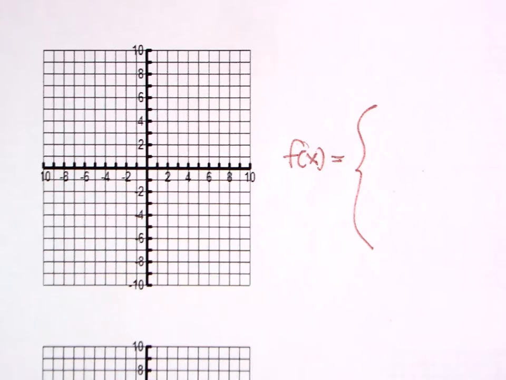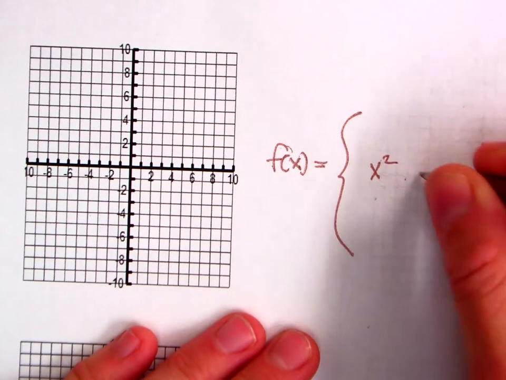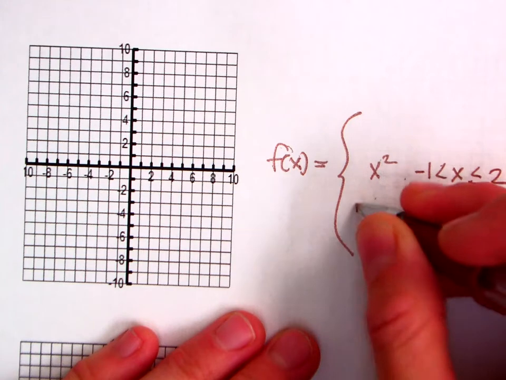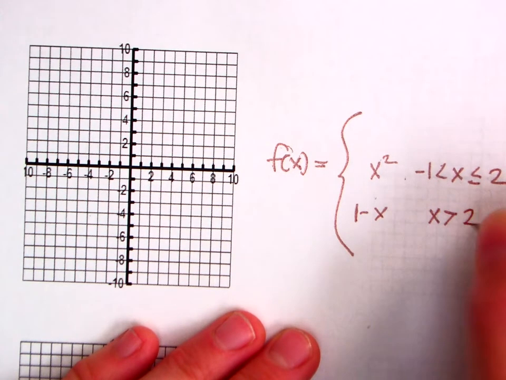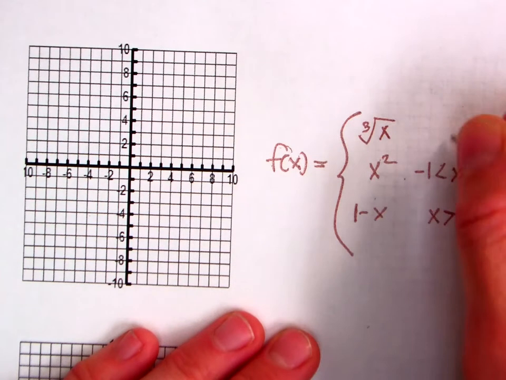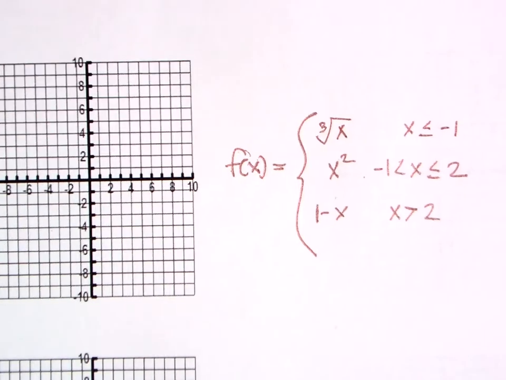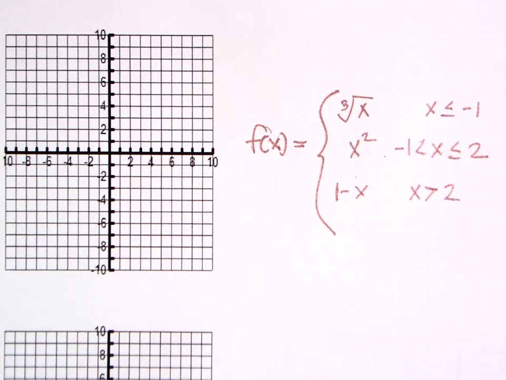For example, we could have x squared for x between negative 1 and 2, 1 minus x for x is greater than 2, and cube root of x for x is less than or equal to negative 1. So we have 3 pieces here, and I'll attempt to do 3 colors if I can find 3 that'll show up. First of all, let's just take a look at this function over here.